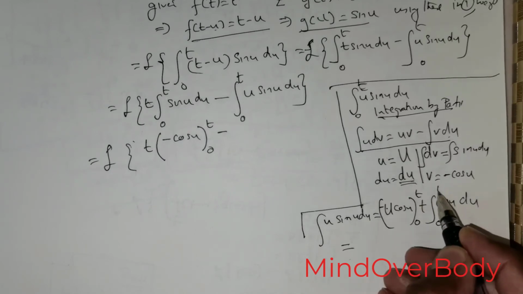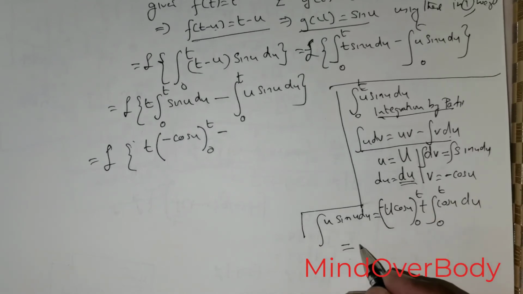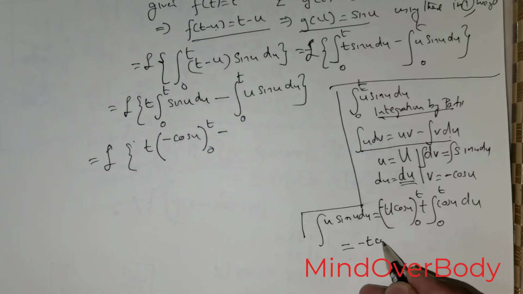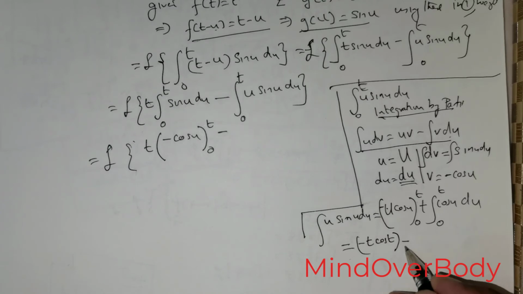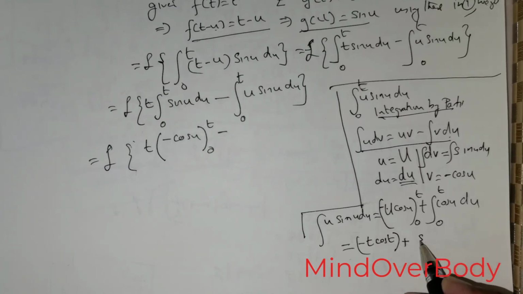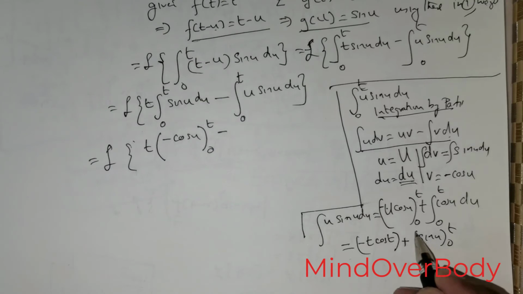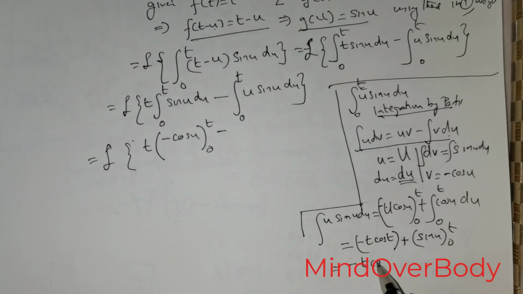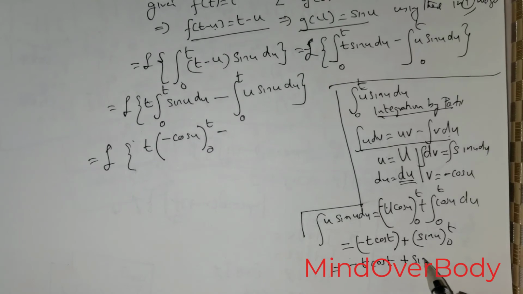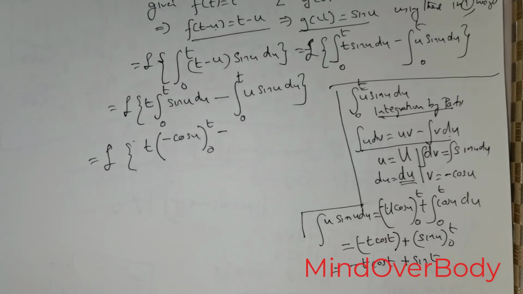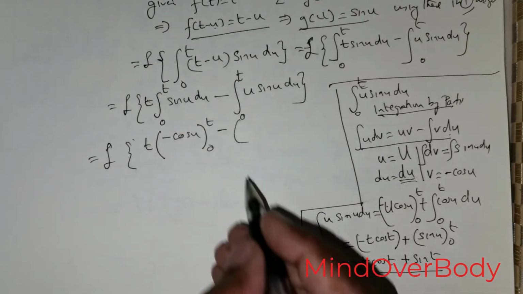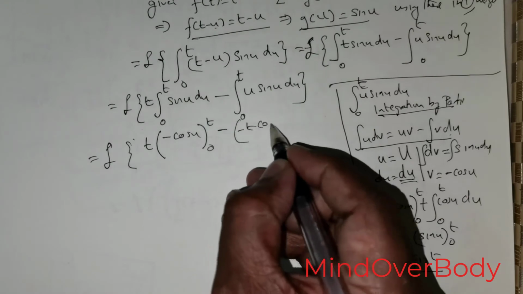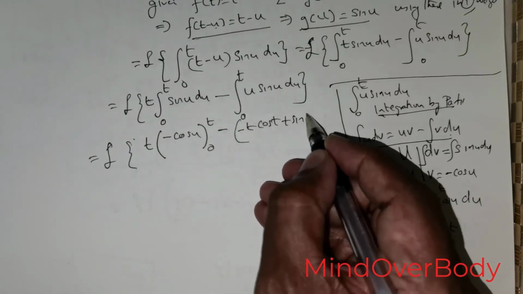and 0 to t. So if I substitute the upper limit, it's going to be negative t times cos of t. I substitute the lower limit, this is going to be 0, right? Followed by the integral of cos u, which will be sine u. Limits are 0 to t, so this is going to be negative t times cos of t, followed by sine t. So this is going to be 0. So this is what I have got. So we have to take this and substitute it here. So that's going to be negative t times cos t plus sine t.